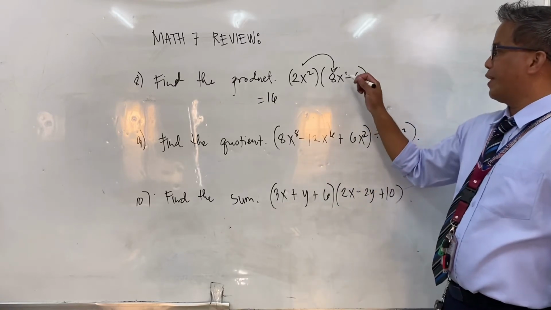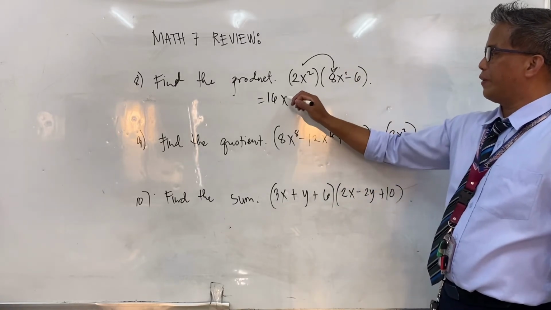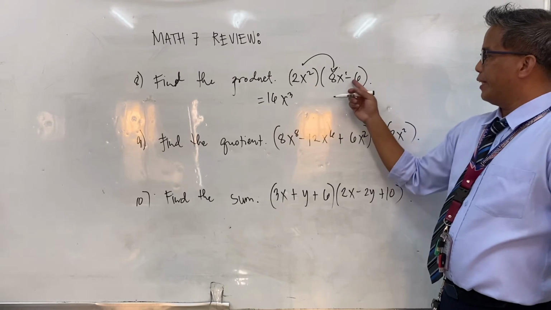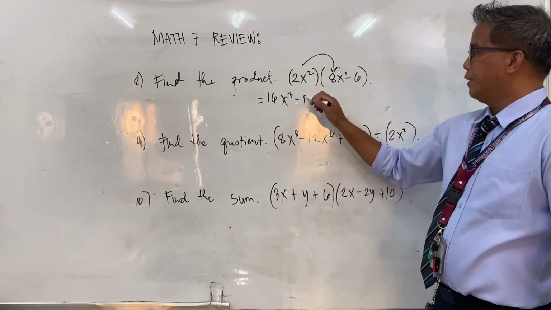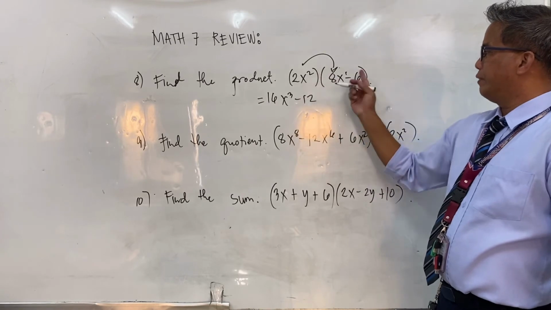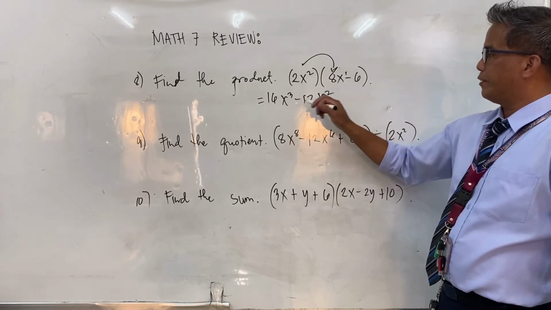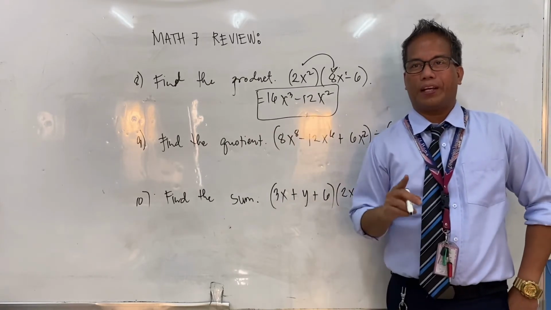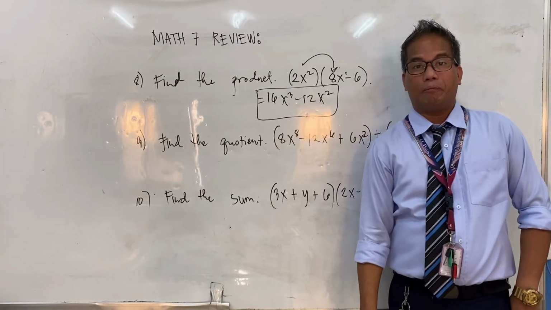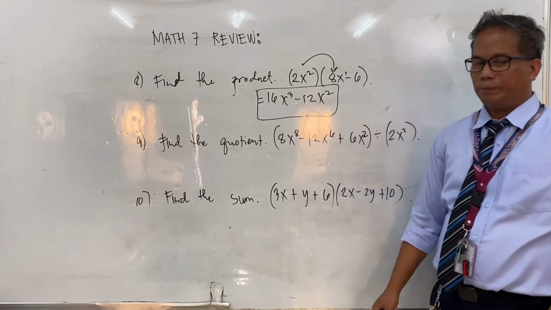Then x squared times x, all you have to do is add the exponent. Understood, there is 1 here. 2 plus 1 is 3, so x cubed. Then 2 times negative 6 equals negative 12. So negative 12, then x squared, we don't have a variable here, so just copy. So this is now the answer. Very easy. All you have to do is use the distributive property of multiplication.